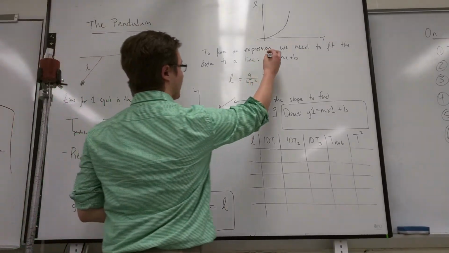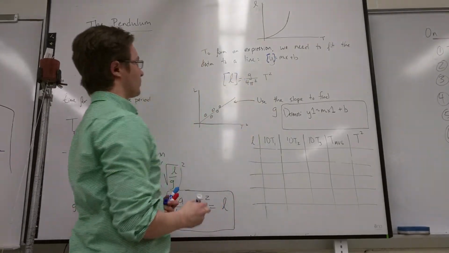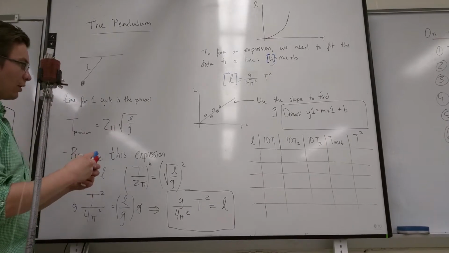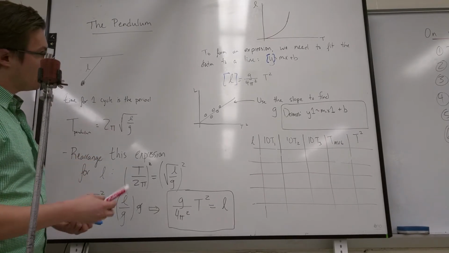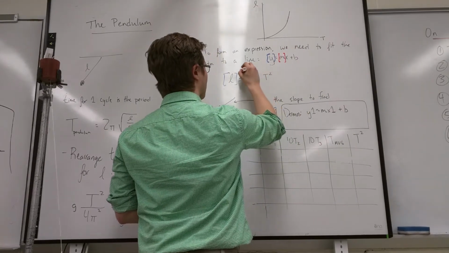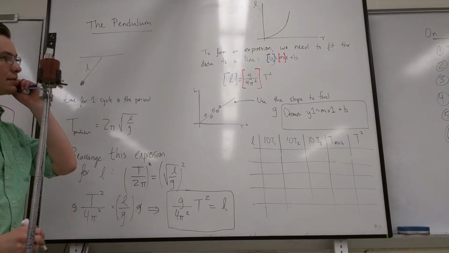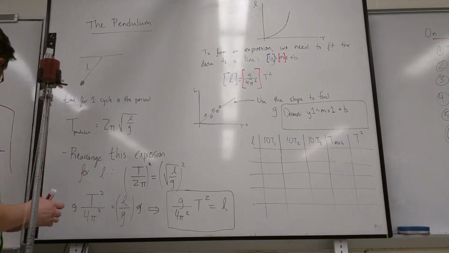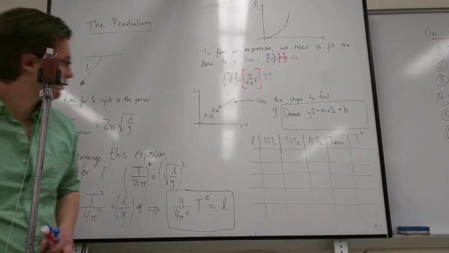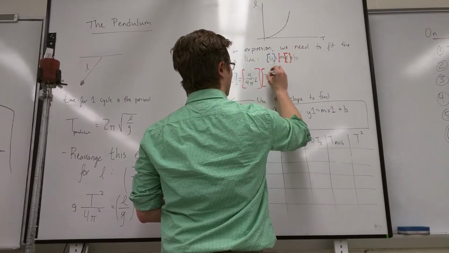It should make sense that our y will be L. So on the y-axis will be L. The m here is going to be this constant. And here's my brown there. And x will be T squared.